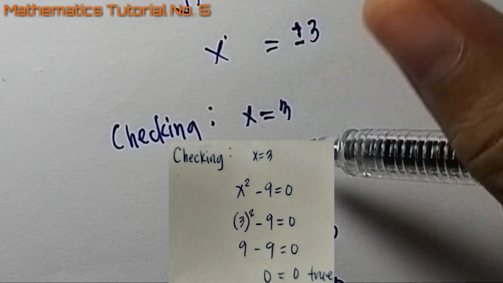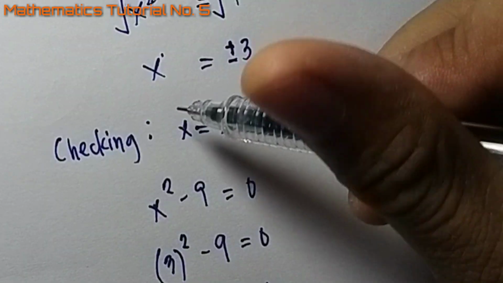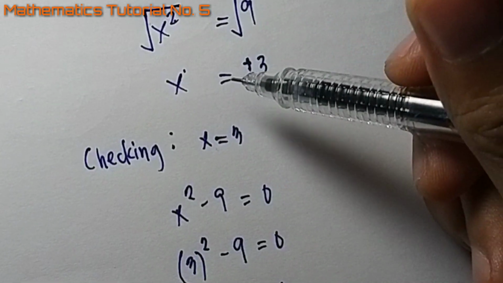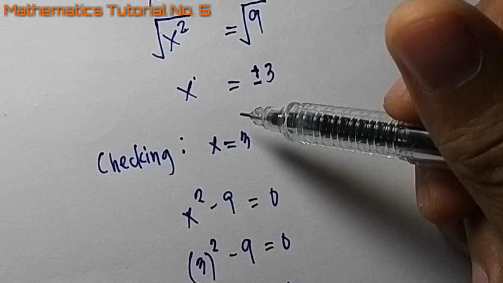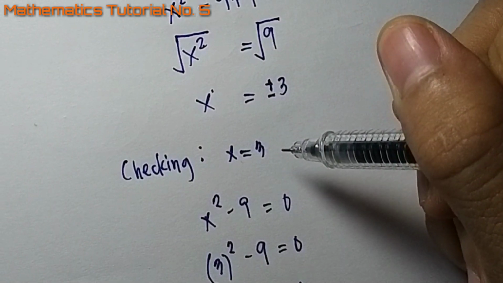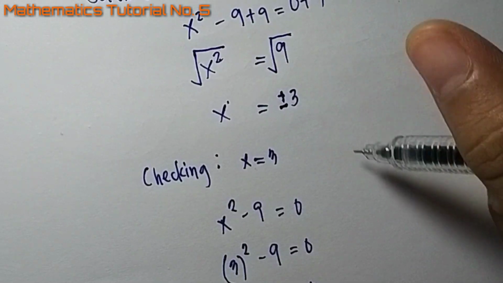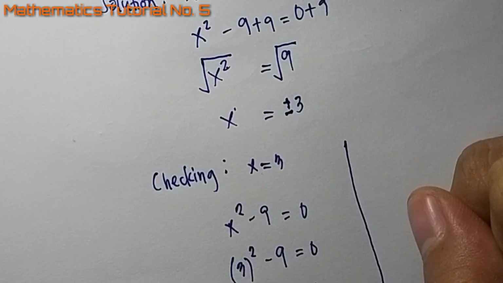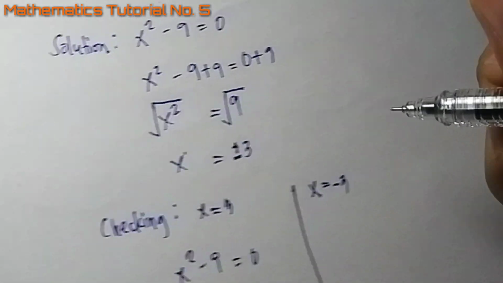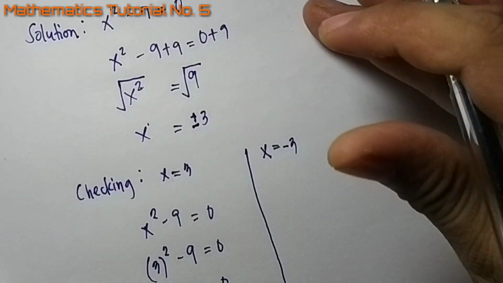So kay true man, meaning kining atong solution nga x, kining atong answer nga positive 3, meaning mao siya ang solution sa atong x squared minus 9. So correct siya, wala ta nagkamali sa atong answer nga positive 3. Karon kay duha ba atong answer, positive 3 ug negative 3, atong tan-awon karon kung mo-true ba pod, kung negative 3 na pod atong gamiton. Kung dili siya mo-true, meaning walay labot sa solution ang negative 3.